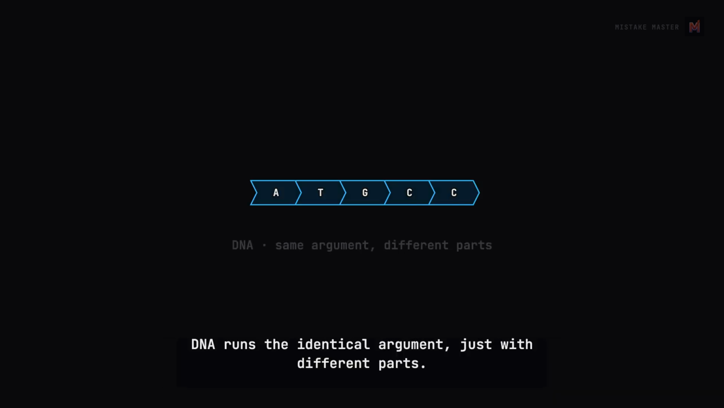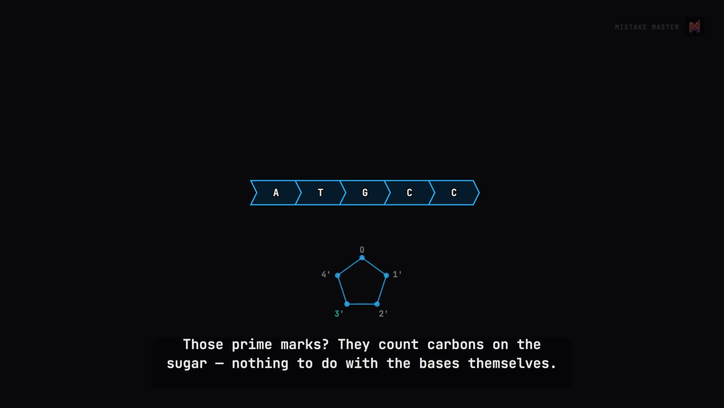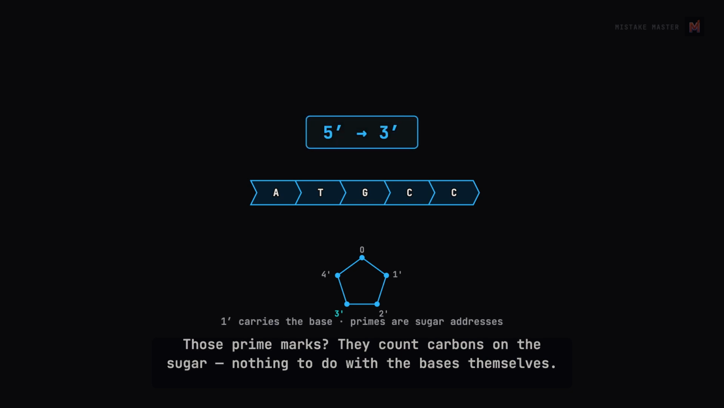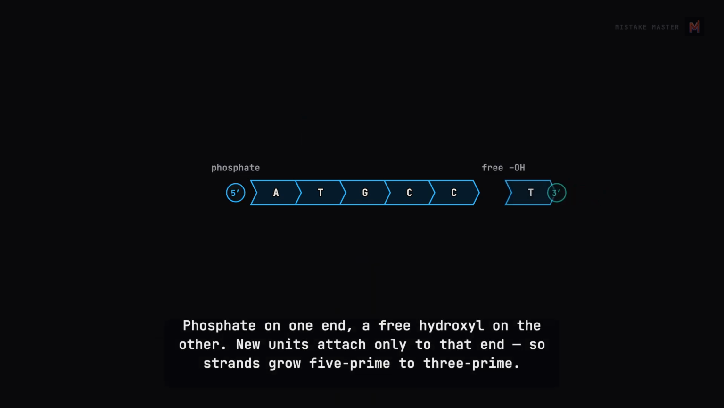DNA runs the identical argument, just with different parts. Those prime marks, they count carbons on the sugar, nothing to do with the bases themselves. Phosphate on one end, a free hydroxyl on the other. New units attach only to that end, so strands grow 5' to 3'.